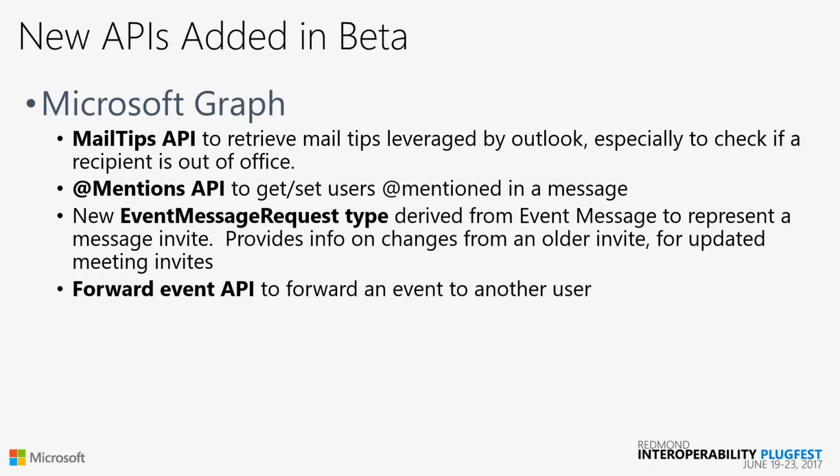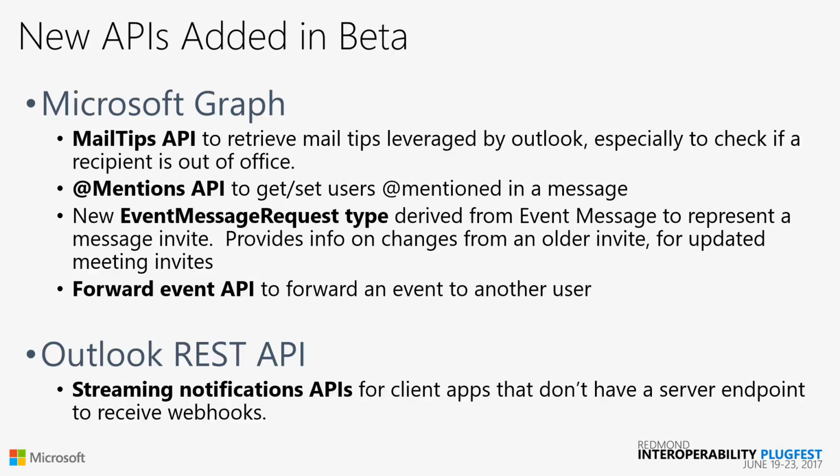New APIs, as I said, that are added are the mail tips, @mentions, and forward event APIs. These are going to be added into the Graph beta endpoint. For Outlook REST APIs, streaming notification is the API that's going to be added as well.